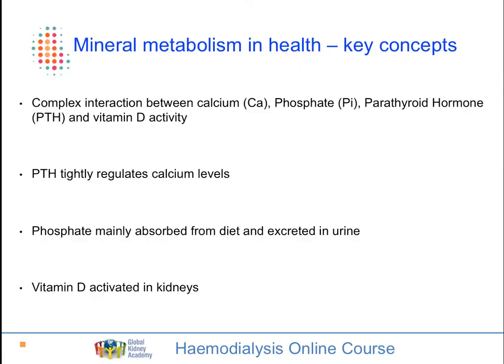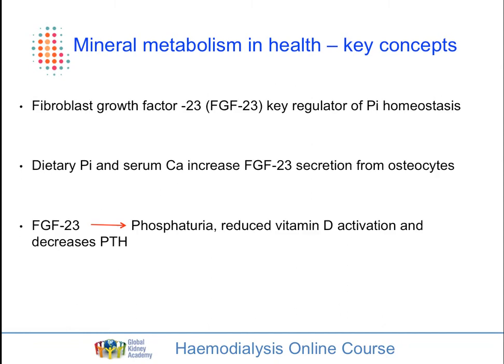So there are some very key concepts that I want to introduce, which I think you're all very familiar with. There is a complex interaction between calcium, phosphate, parathyroid hormone and vitamin D in CKD MBD. And parathyroid hormone tightly regulates calcium levels. That's in health. The main source of phosphate in health is from the diet, and phosphate is predominantly excreted in the kidneys. And as you know, vitamin D is activated in the kidneys.